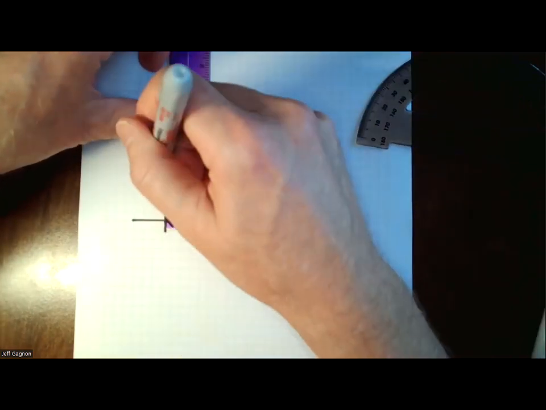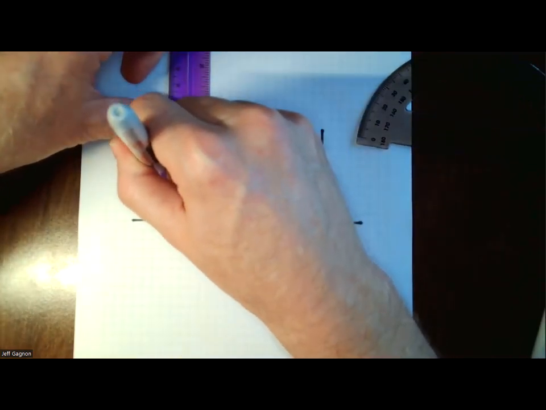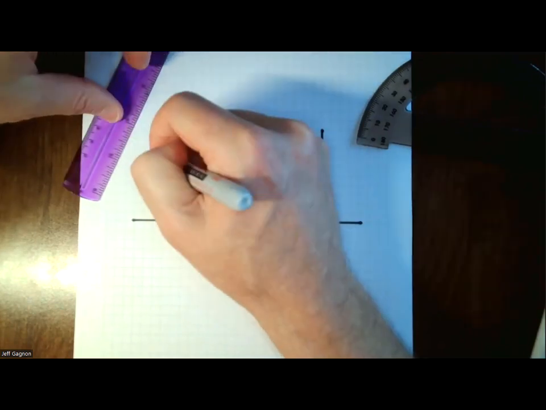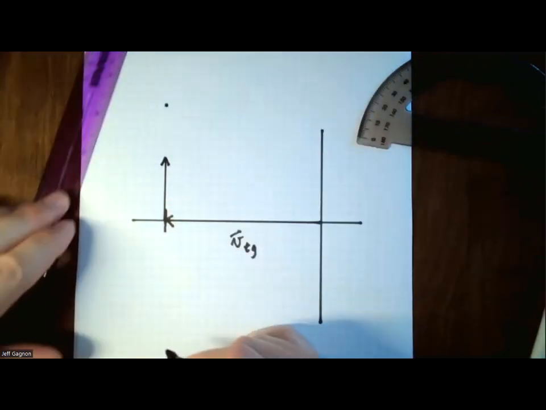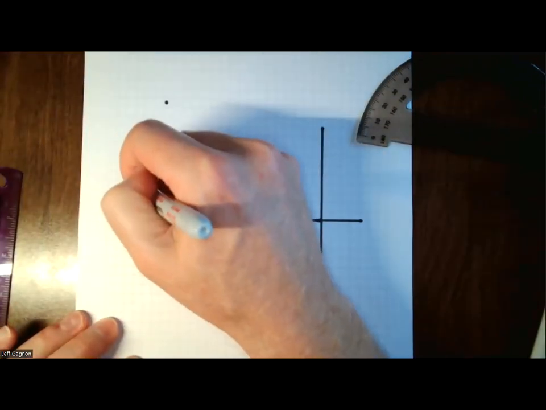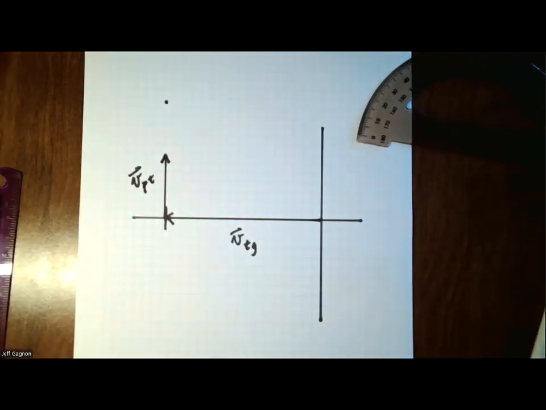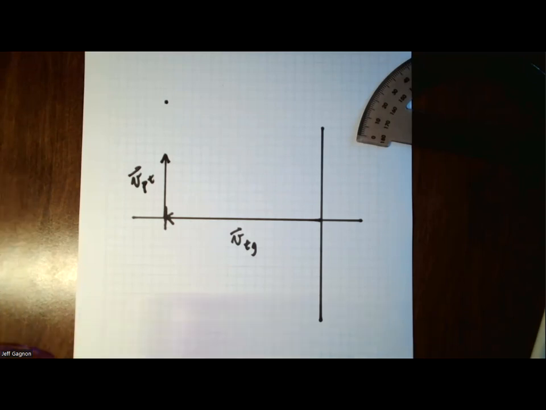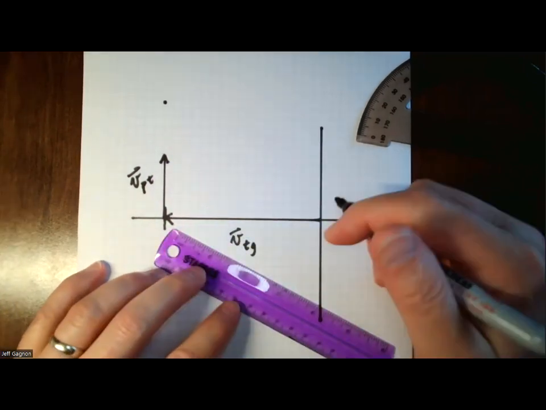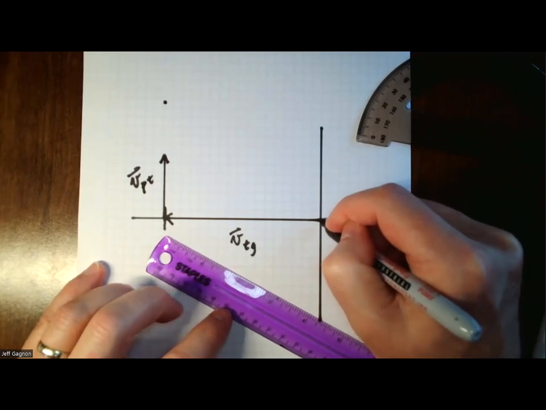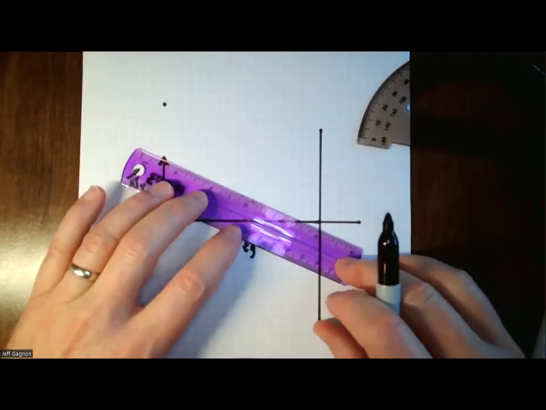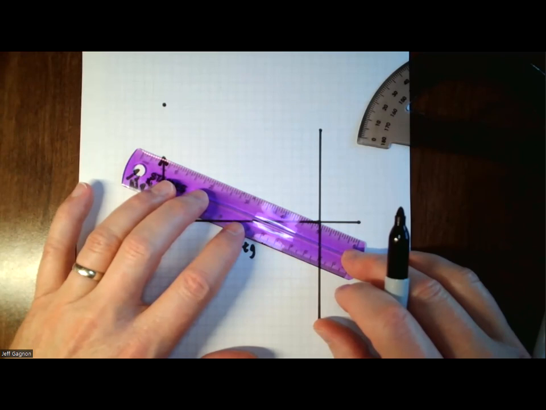So I want to go up to 4 centimeters. So something like that. So this is the velocity of the person relative to the train. Okay, so now to add these together, I simply draw a vector from the origin, the tail of the first to the tip of the last one. So that's going to be like this.